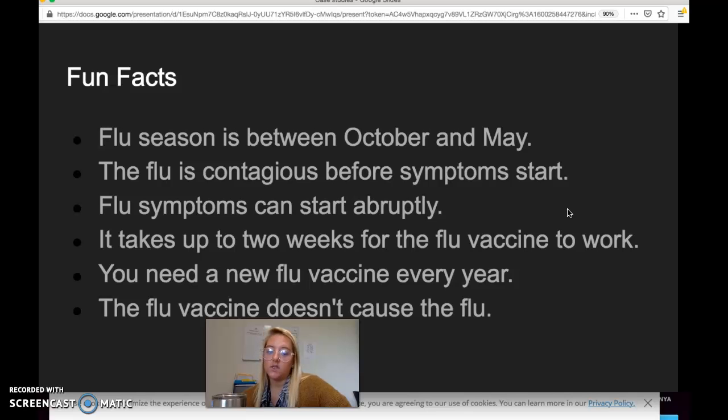It takes up to 2 weeks for the flu vaccine to work, so get your flu shot early is what it's saying. You need a new flu shot each year. We talked about that because the viruses mutate quickly, and each new vaccine has the predicted modifications of the virus. The flu vaccine doesn't cause the flu. This is true. You should not get sick from the flu vaccine.